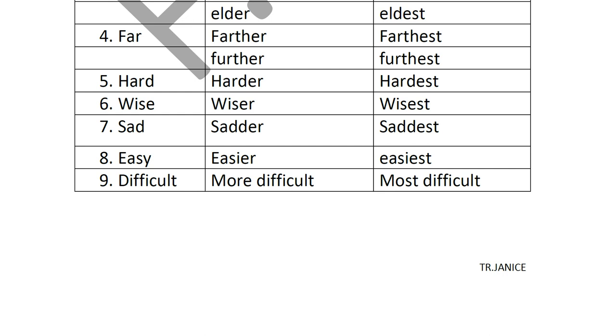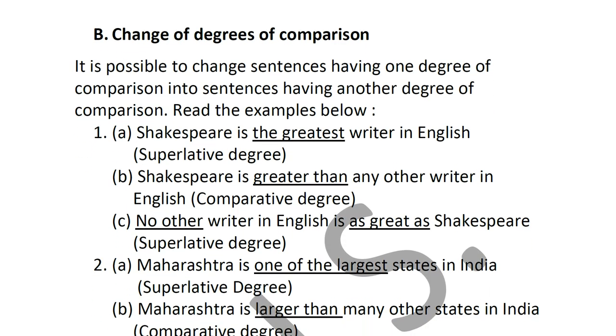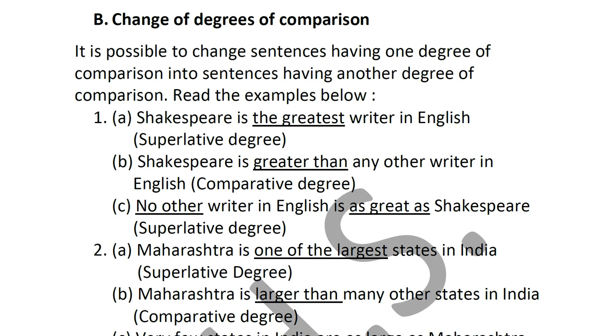Now we move on to the second part of it. Change of degrees of comparison. How you're supposed to change. When you're forming a sentence, you not only change the words, you may even have to change the formation of the whole sentence according to the degree that you're talking about. Okay. Now let's read the examples.